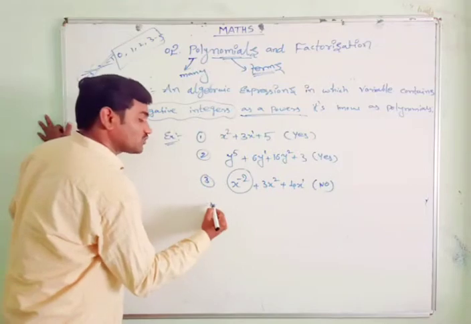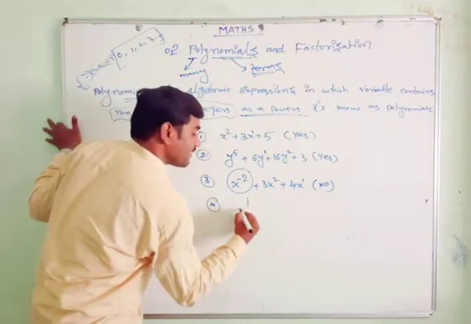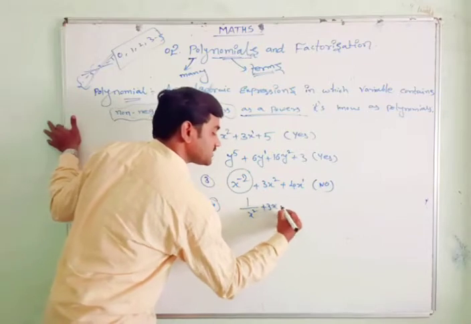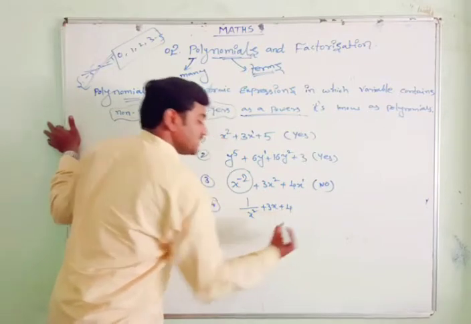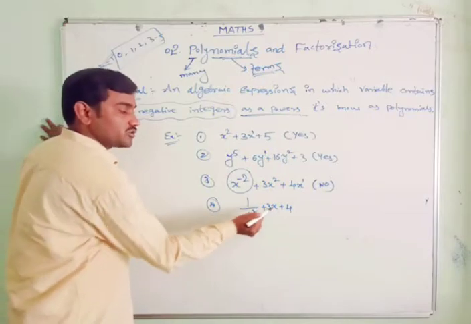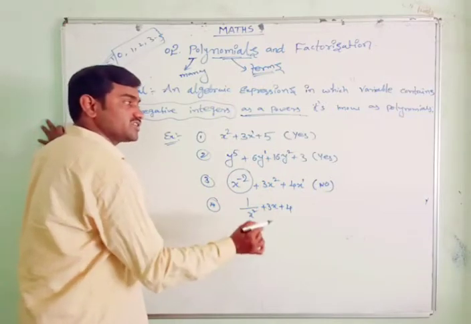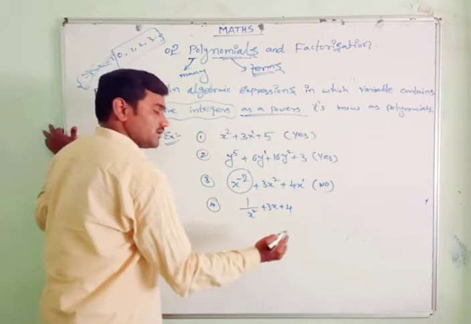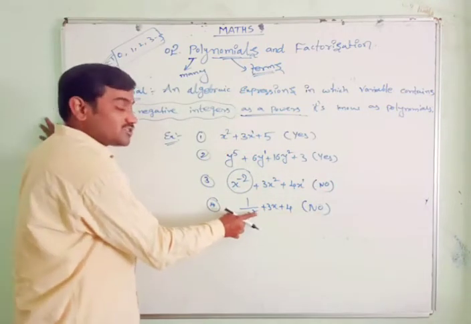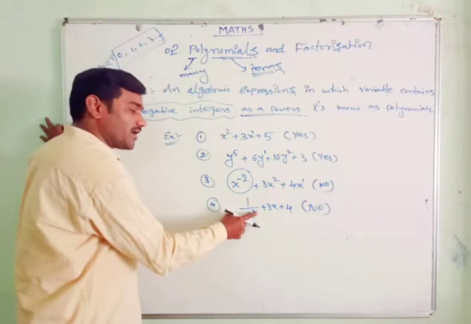Now see the fourth one. 1 by x square plus 3x plus 4. Is it a polynomial? Here the power of x seems positive in each term, so can you say that it is a polynomial? No, it is not a polynomial. You may ask, sir, the power of x is 2, so why can't it be a polynomial?